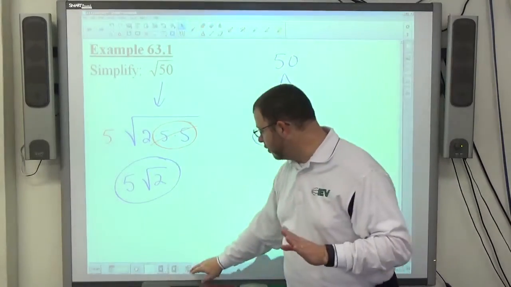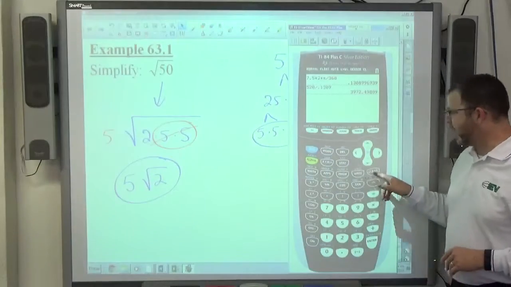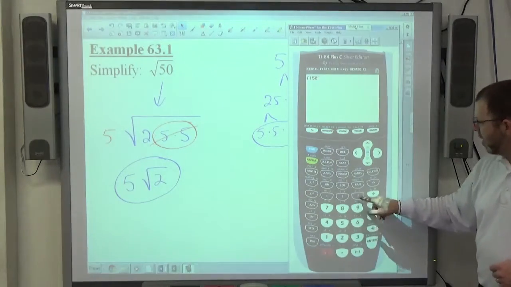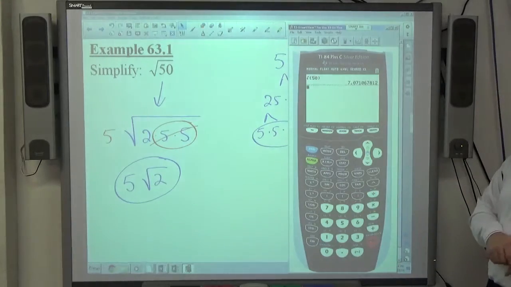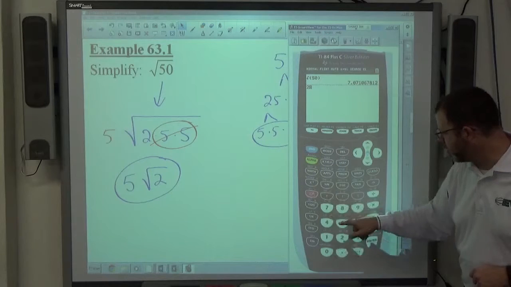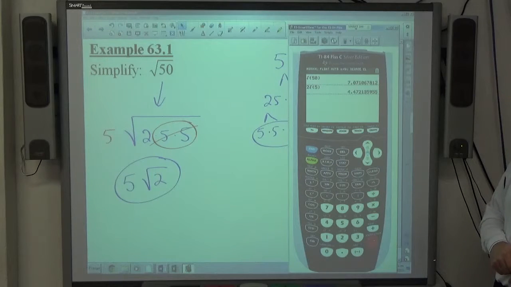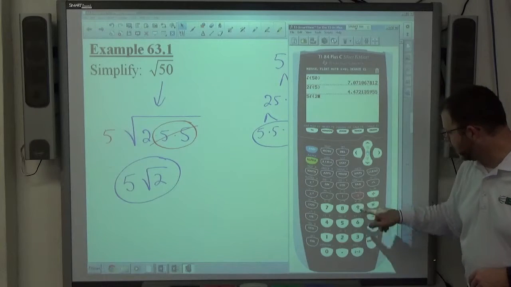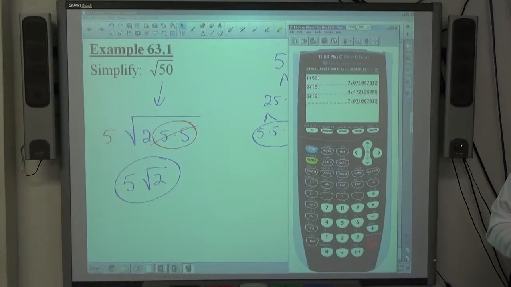Now, again, I don't want you to use calculators on this. I just want to verify the fact that these are equivalent. If I type in square root of 50 in my calculator, I get 7.071067812. If I type in 2 times the square root of 5 in my calculator, I get exactly the same. Oh, how about 5 times the square root of 2? 5 times the square root of 2 in my calculator, I get exactly the same thing. Ignore the middle.